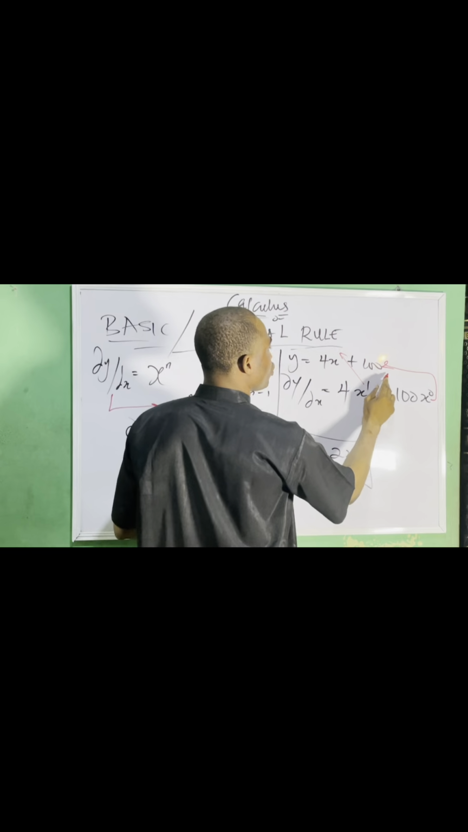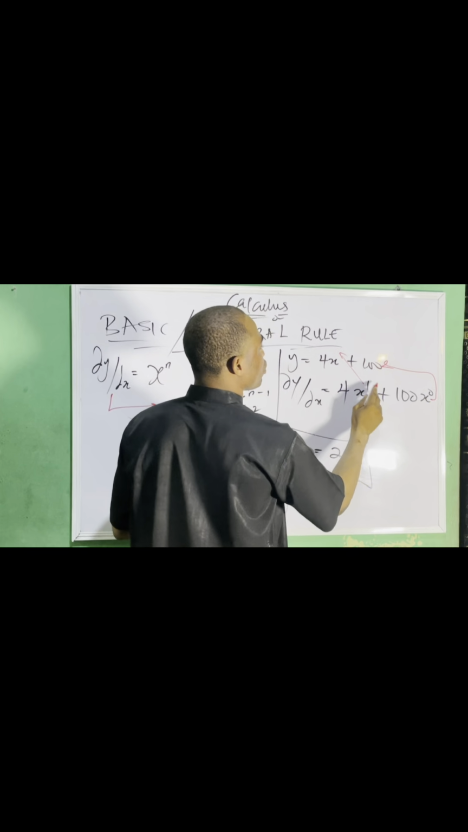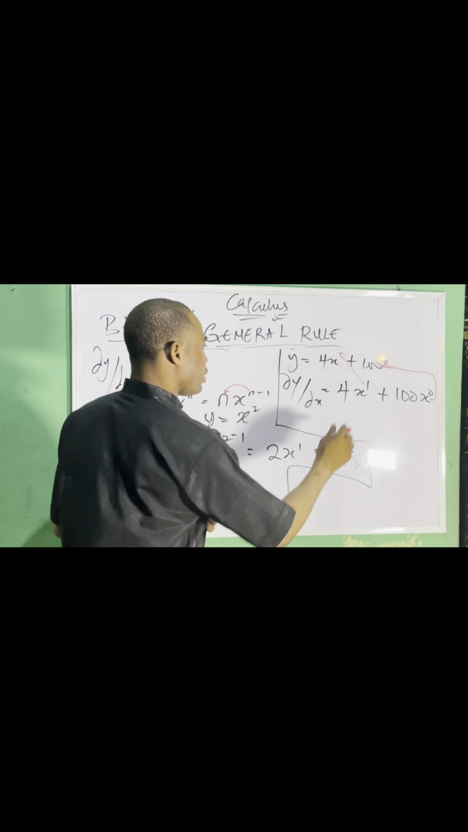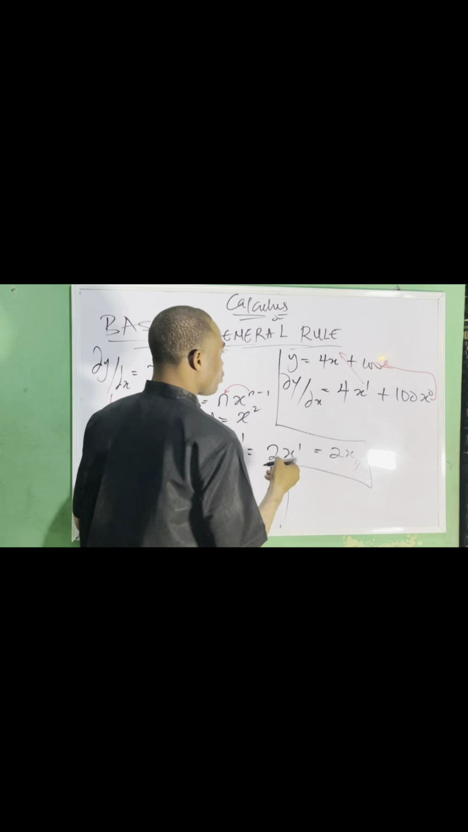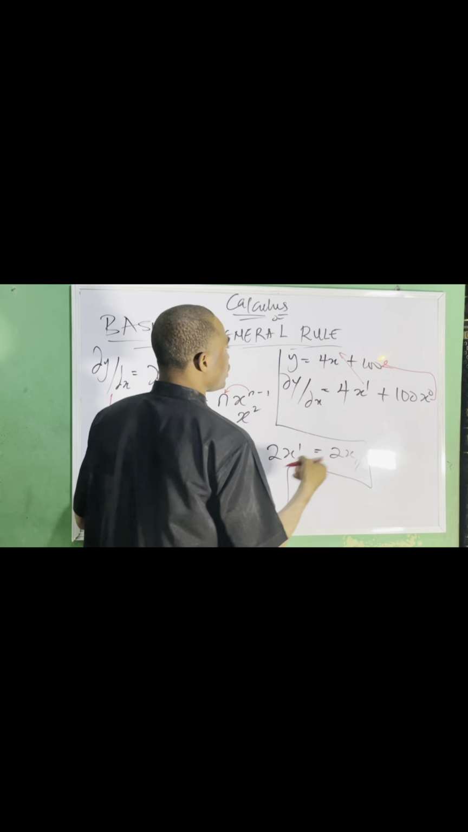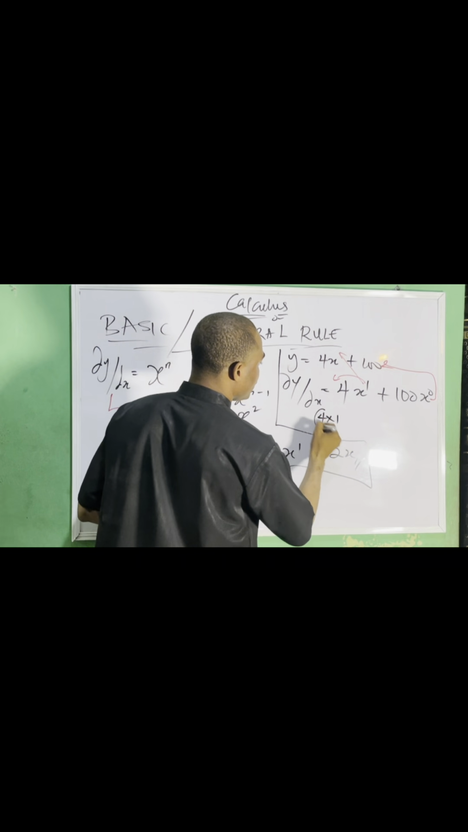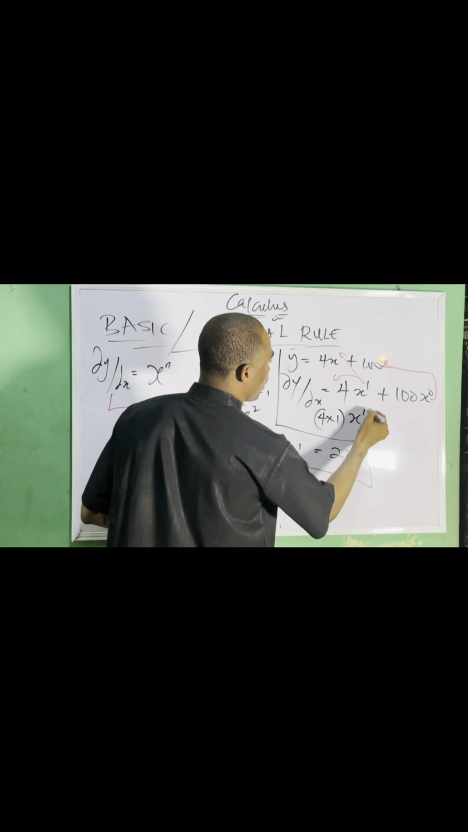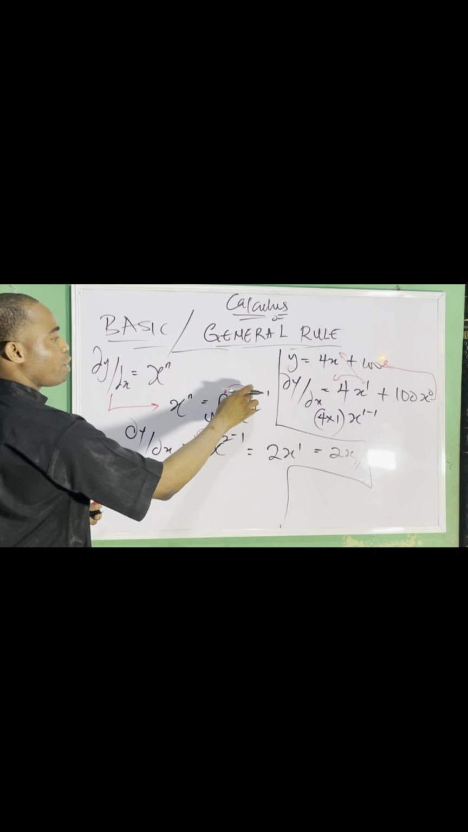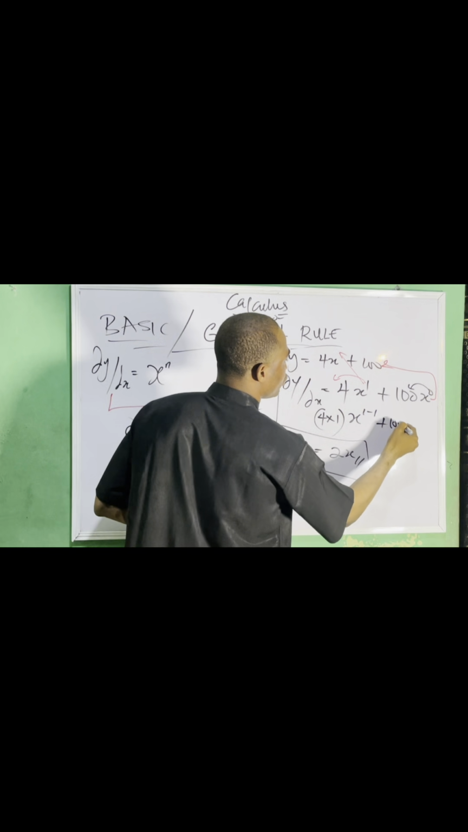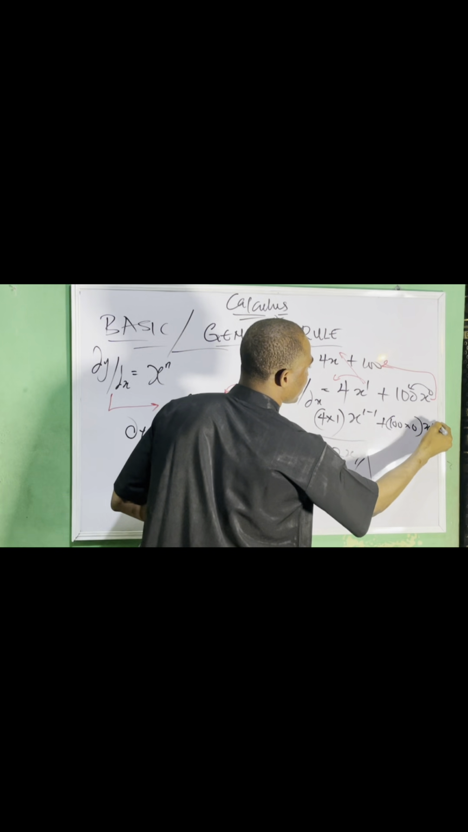Then this one also shows that the variable behind this constant 100 is x raised to power 0, because anything raised to power 0 will give you 1. So that's why we arrived at that. With that, we now have 1 times 4. This 1 will come here, which means we have 4 times 1, since the power has come to the front, then x raised to power 1 minus 1. According to the rule, subtract 1 from the power, which is the n. Then plus 0 will also come here, that means 100 times 0, then x raised to power 0 minus 1.